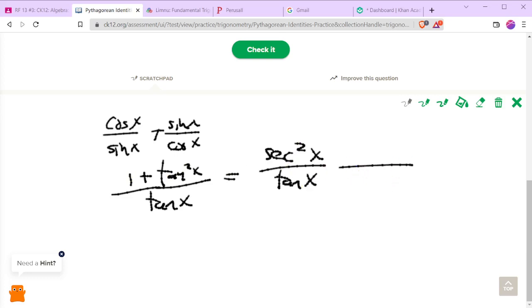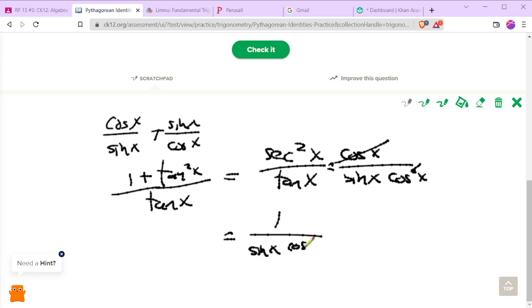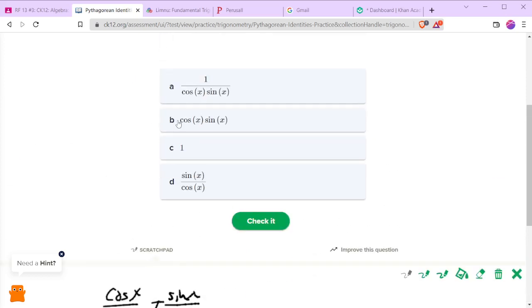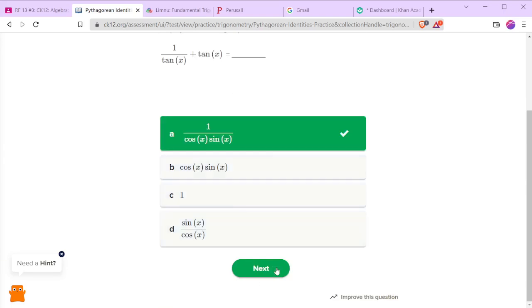Now tan is sine over cos, so when you have it in the denominator we get cos over sine. Secant is cosine squared. One of these cosines cancels, so we end up with 1 over sine x cos x. That's A.